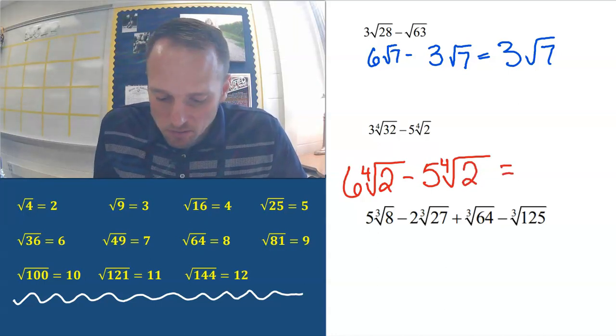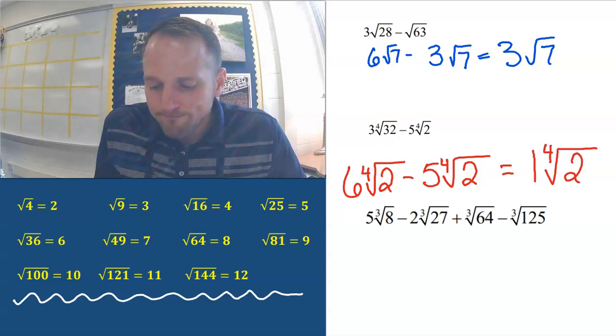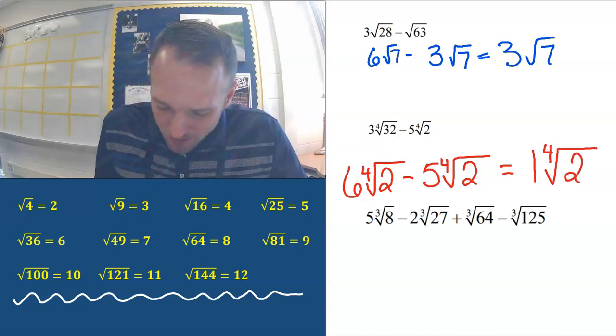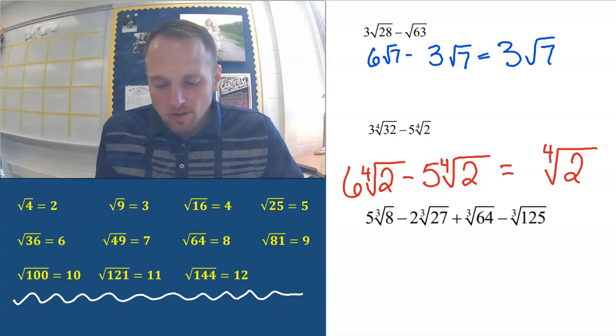So those are like terms. 6 minus 5 is just 1 times the fourth root of 2. And obviously we don't need a 1 out in front of anything. 1 times the fourth root of 2 is just fourth root of 2. So that's what we've got.